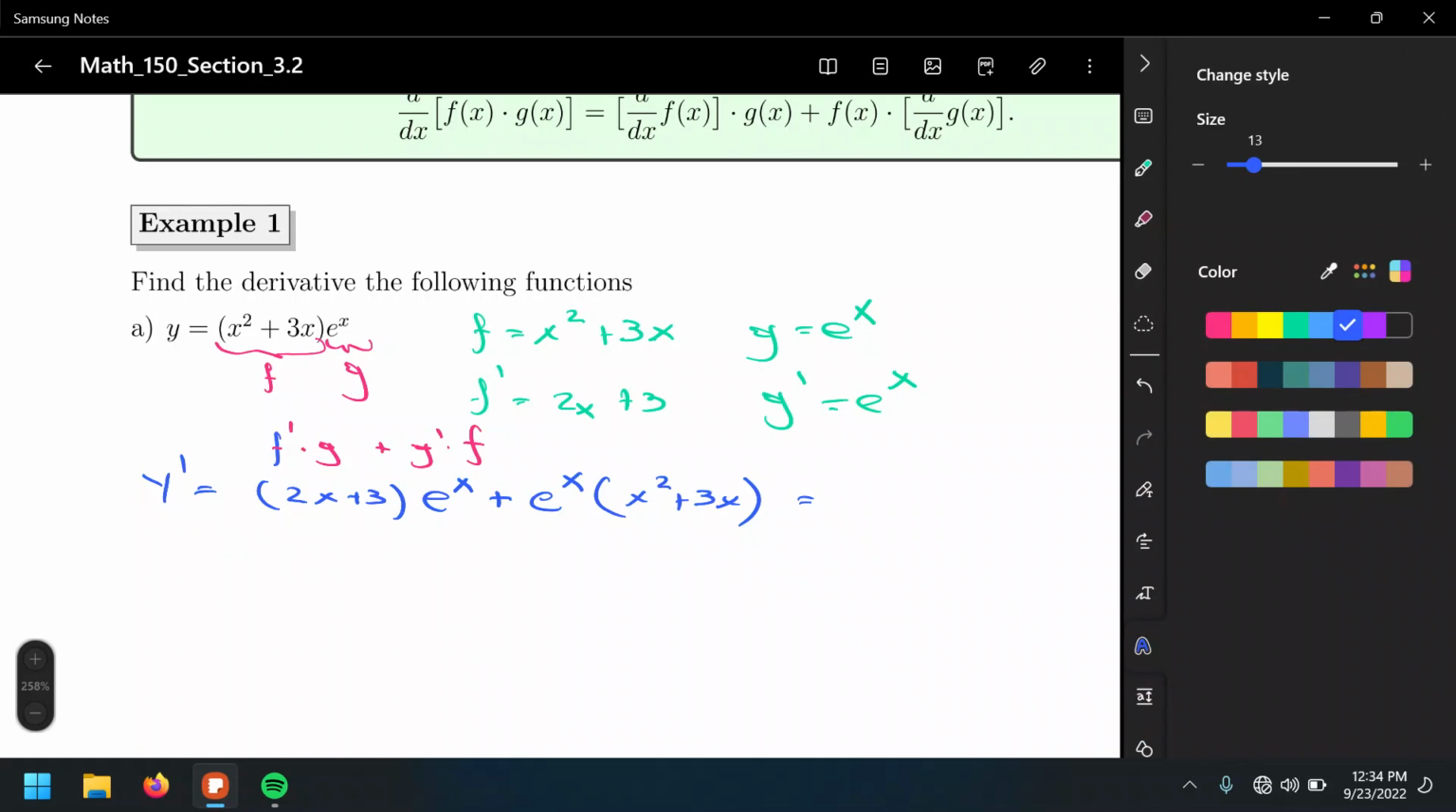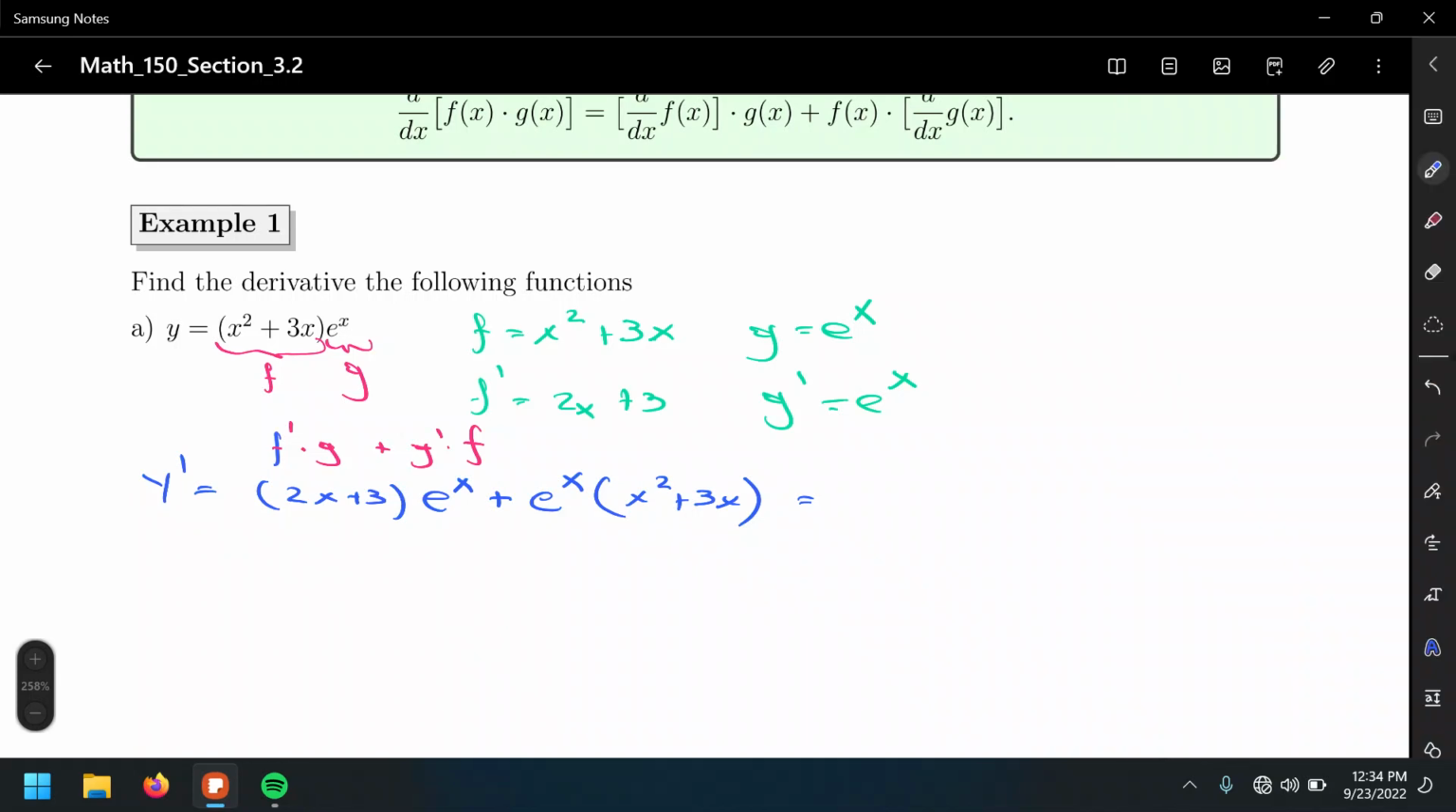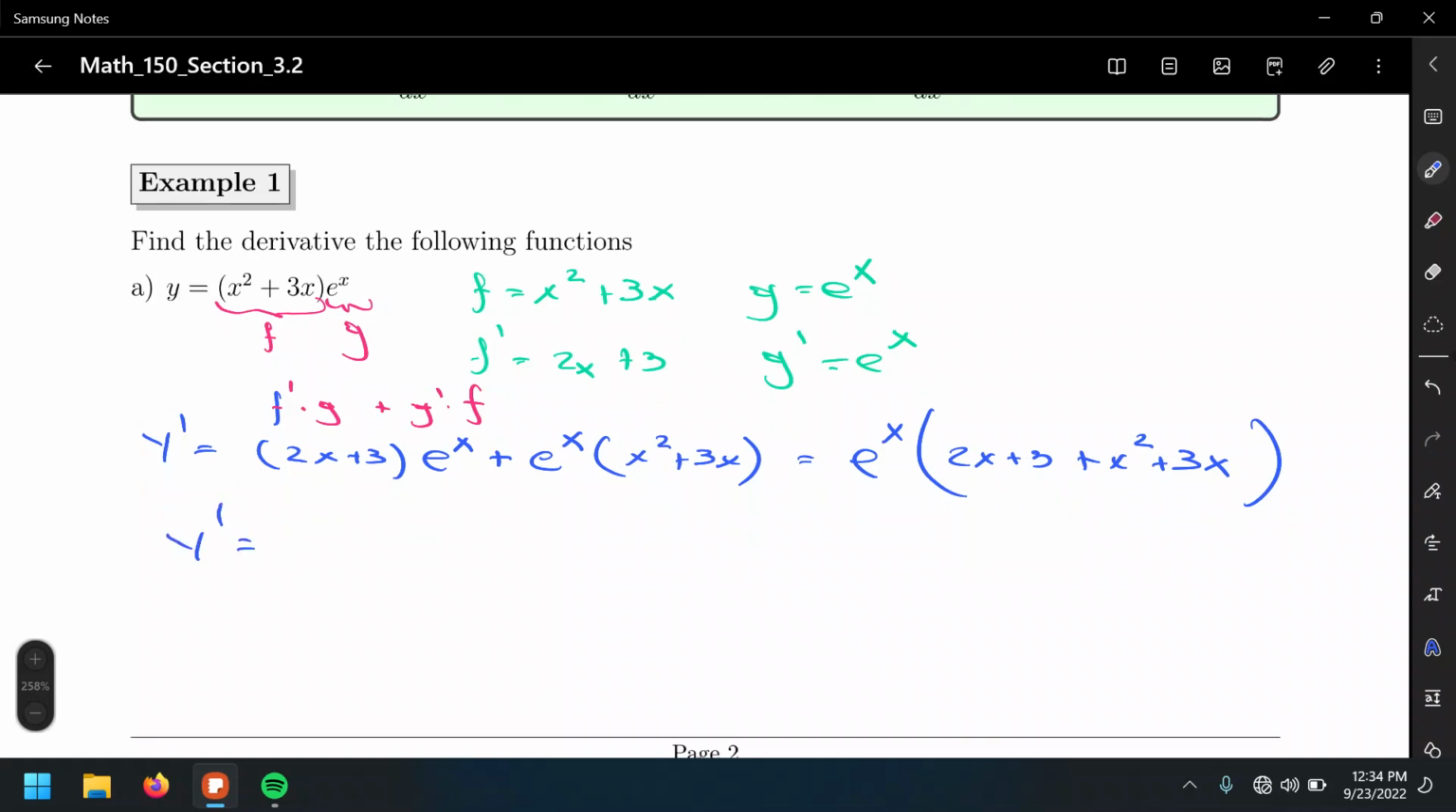I want to factor the e to the x, and this will be e to the x times (2x + 3 and x squared plus 3x). And if appropriate, combine like terms. In fact, we happen to have a couple of like terms, right? That's going to be 5x. So this will be e to the x times (x squared plus 5x plus 3). So that's one problem using the product rule.